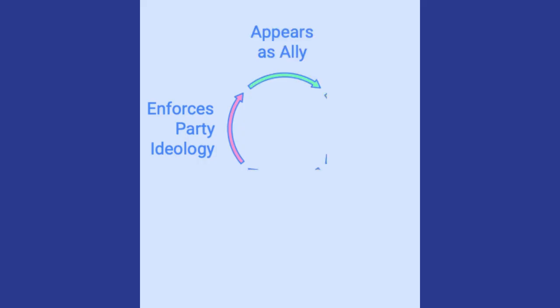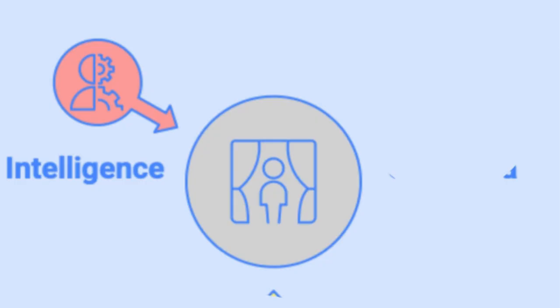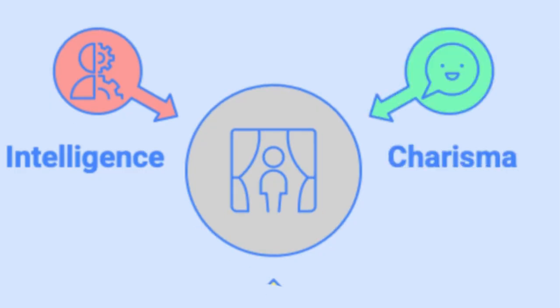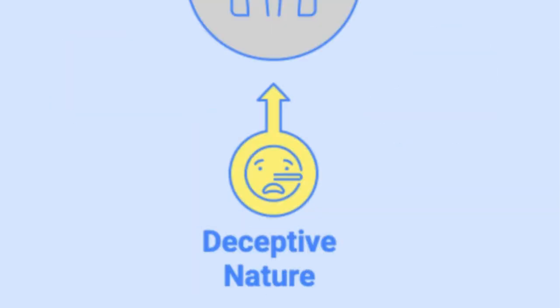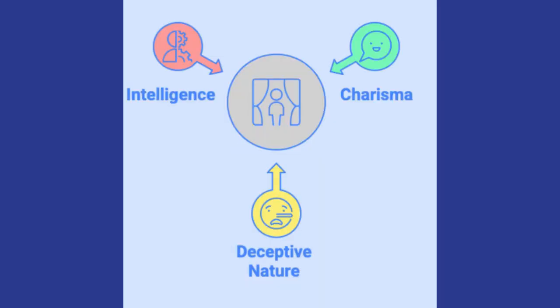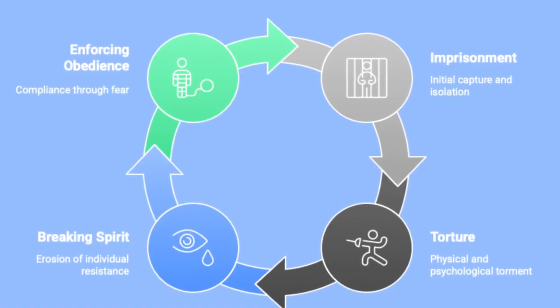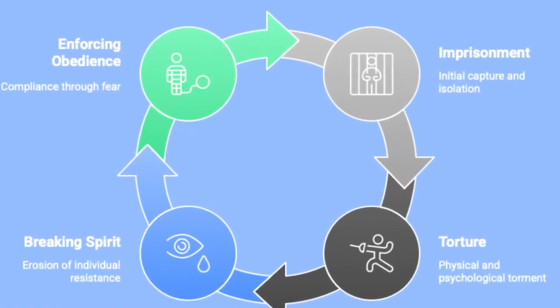O'Brien is a high-ranking member of the inner party. He is a complex character who initially appears to be an ally to Winston and Julia. O'Brien is intelligent, charismatic, and embodies the party's deceptive nature. His role is pivotal. It represents the manipulative power of the party. O'Brien gains Winston's trust, only to betray him later.